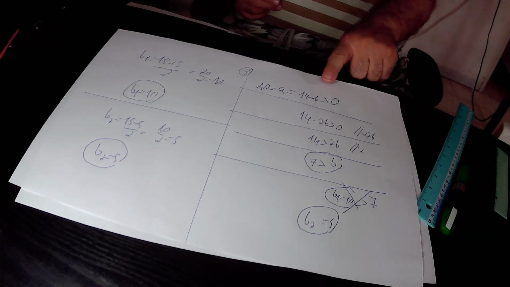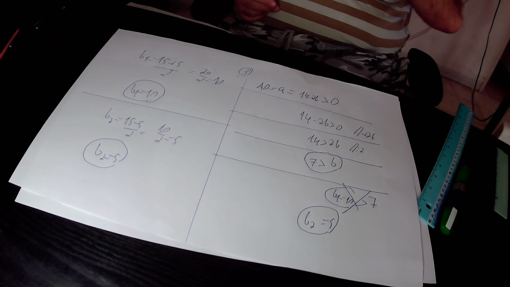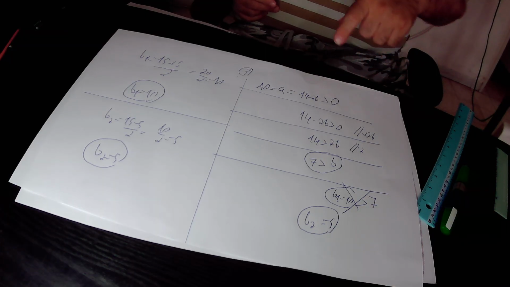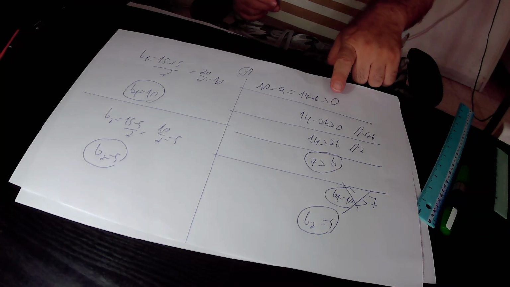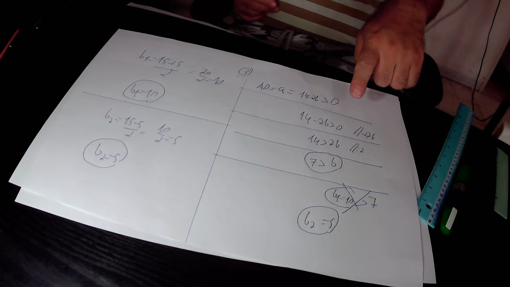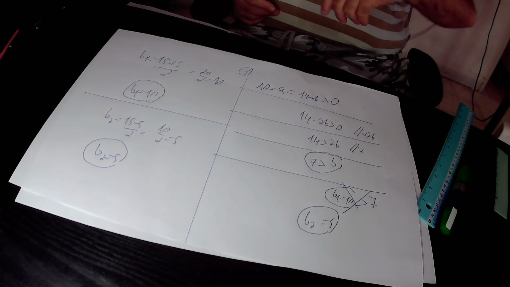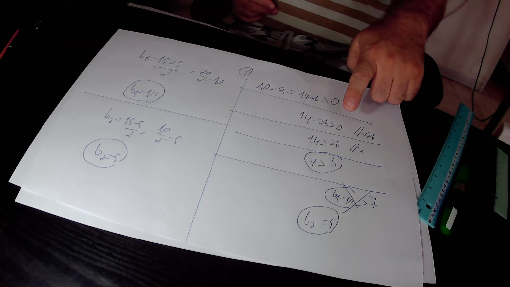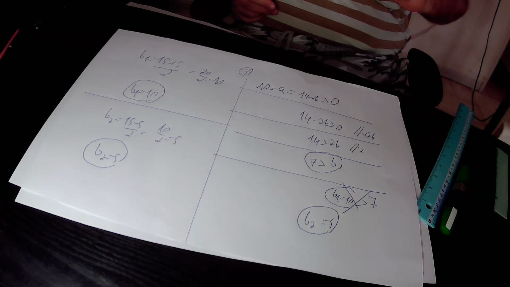What is a positive number? That is to say, it must be greater than 0. Therefore, 14 minus 2b is greater than 0. So we needed to solve this inequality. We finally found out that 14 is greater than 2b. We divided this inequality by 2, and finally found out that 14 over 2 is 7, and it is greater than 2b over 2, which is b.